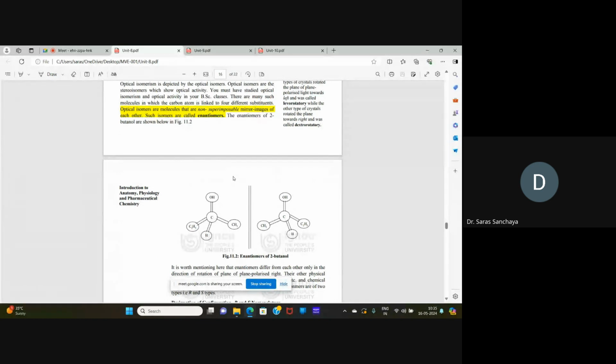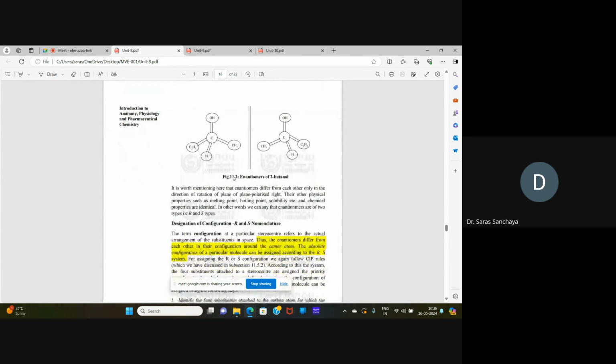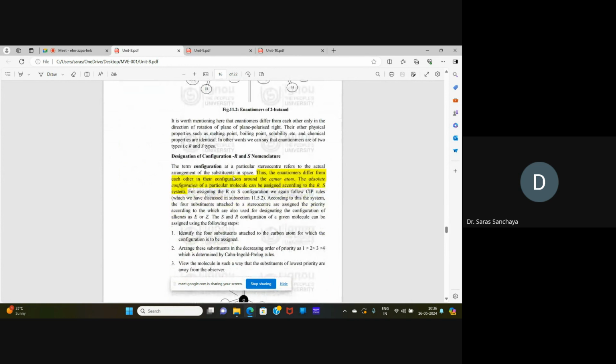They look similar, but they are not superimposable mirror images, as there are different positionings of the different groups in the molecules. Designation of configuration can be R or S in this type of system. The term configuration at a particular stereocenter refers to the actual arrangement of the substituents in space. Thus, the enantiomers or optical isomers differ from each other in their configuration around the central atom.